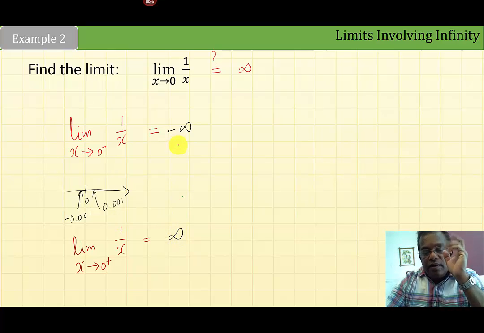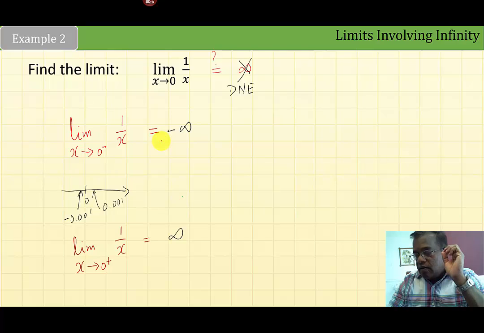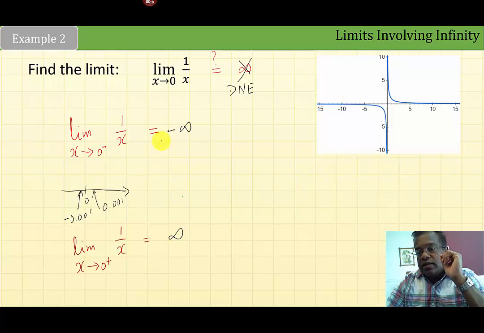Now the left limit is negative infinity. The right limit is positive infinity. That means the limit does not exist. Now this is the graph of 1 over x. As you see here, as x approaches 0 from the left, it goes to negative infinity, and as x approaches 0 from the right, it approaches positive infinity.